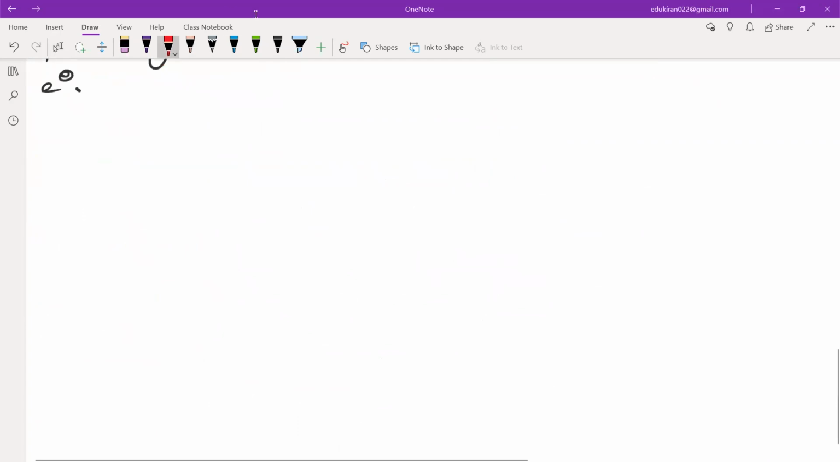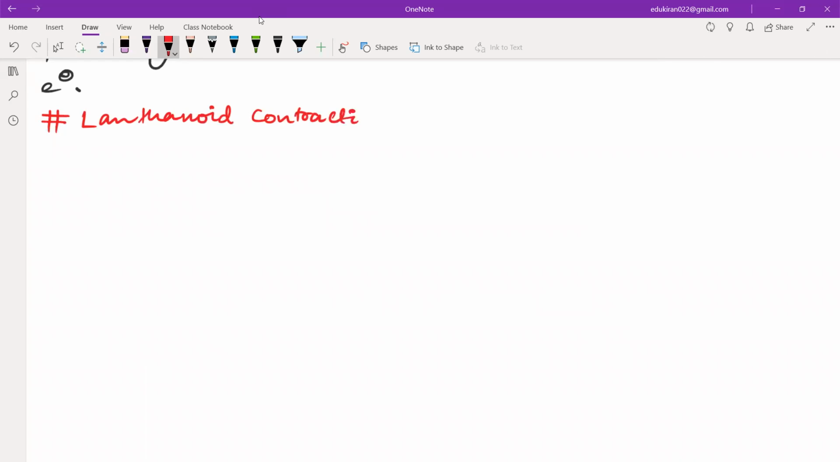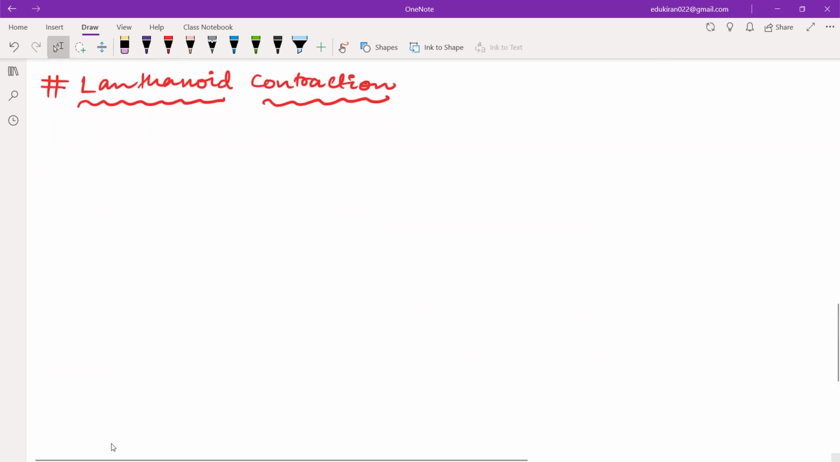Now, please listen very carefully. Don't write anything. Lanthanide contraction. What is meant by lanthanide contraction? Wait a second, let me get a photo of the f block that will be helpful for me.